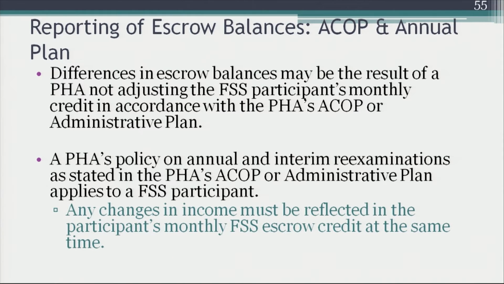This slide is trying to communicate that a family that's in the FSS program is not treated any differently than a family that is not in the FSS program from the standpoint of when changes of rent become effective. And so a family will have their rent changed as part of the PHA's ACOP or the administrative plan.